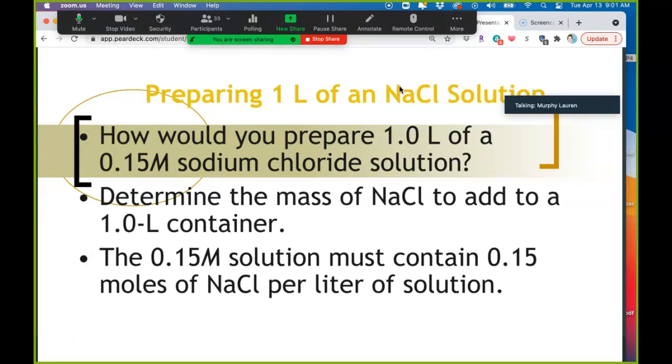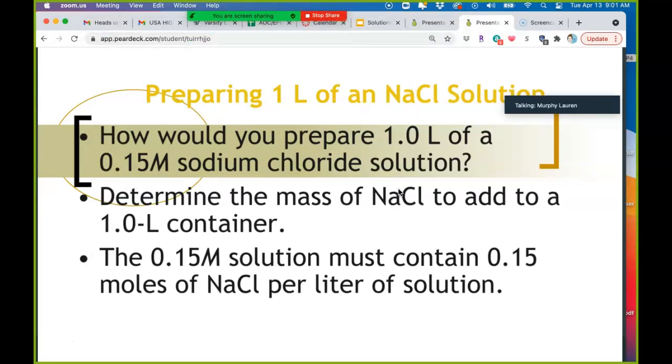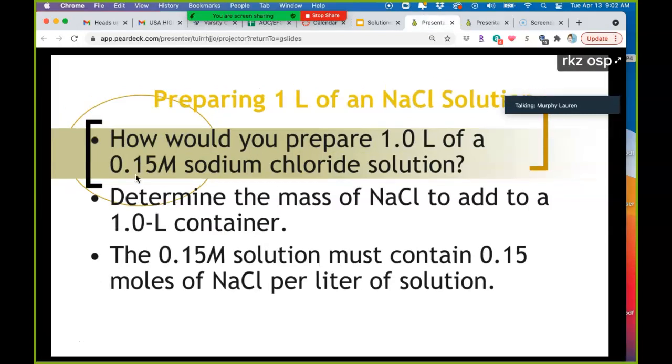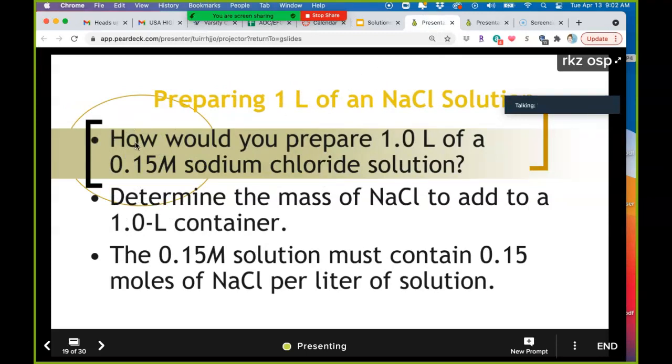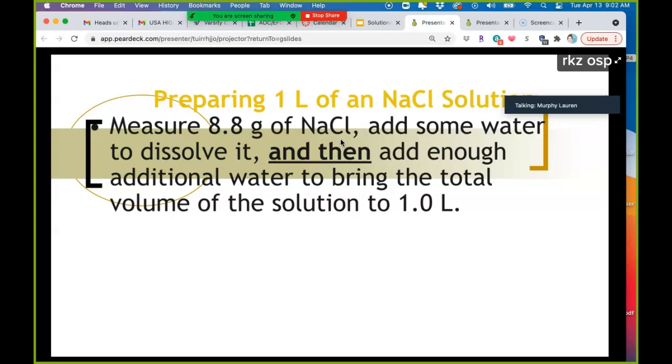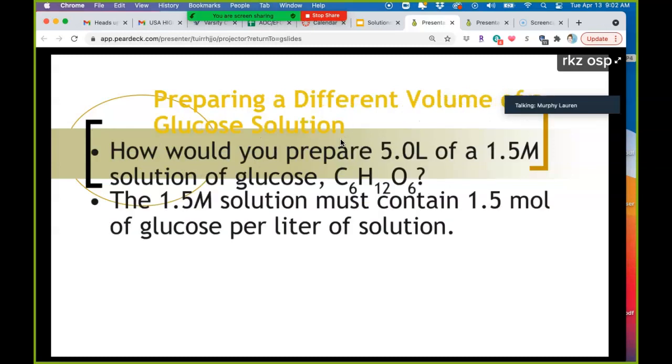When you're asked how to prepare a solution, it's going to be math with a step-by-step explanation. Okay? So, when you see this, like I said, I can't draw on it. How would you prepare? You will not only have to do math, you will also have to do the steps. And we're going to do another practice one. This right here is just explaining what we just did. It's just written in a sentence. Okay. Let's try another one.